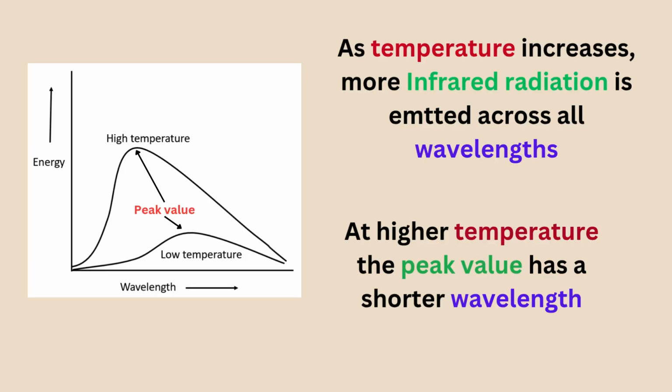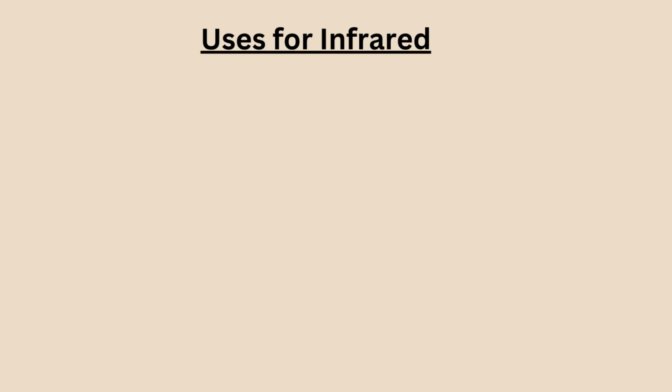As the temperature of an object increases, the object will emit more infrared, and more infrared is emitted across all wavelengths. So if you look at the graph, the line for the higher temperature has a higher value of energy being emitted across all of the wavelengths. What you'll also notice is that the higher the temperature, the peak value has a shorter wavelength.